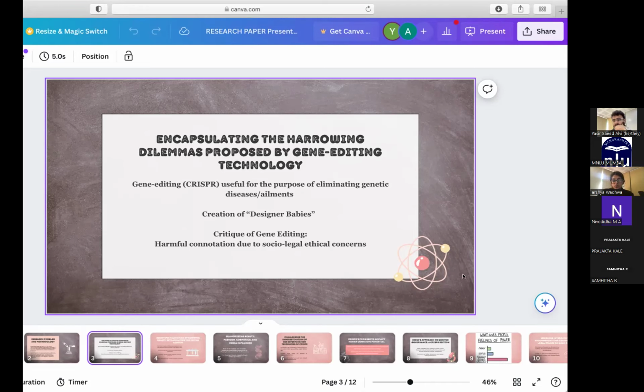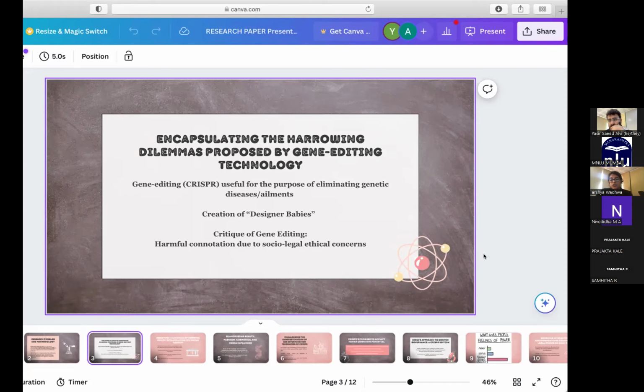Firstly, the tech can be used for some other purposes in humans, such as editing those genes of unborn children, which has the possibility of enhancing or modifying their physical attributes or cognitive capabilities. The possibility of a new set of beauty standards being created in an already disruptive system can lead to the creation of something called designer babies.